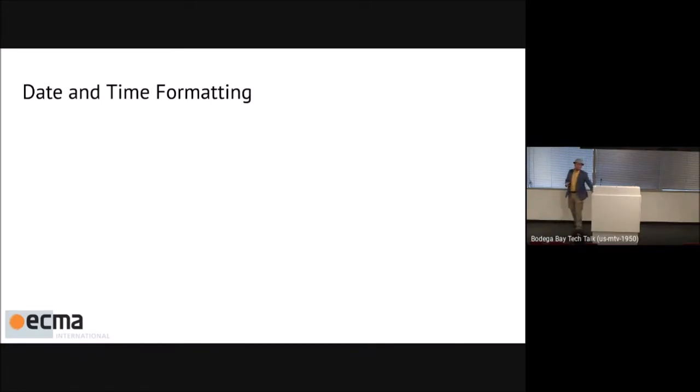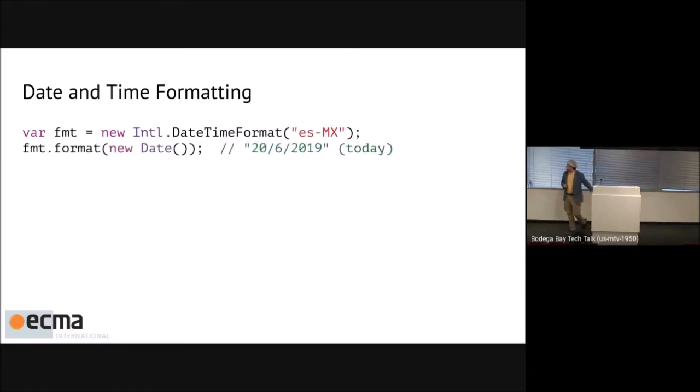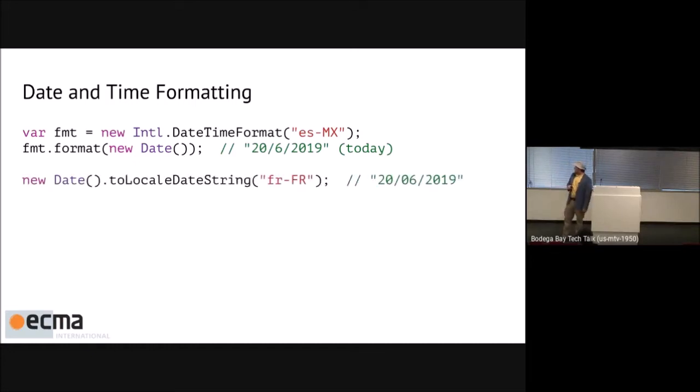But you can also do date and time formatting. This is how you might format a date in es-MX, Spanish Mexico. If you're from the United States, you're like, why is that not 6/20/2019? Well, that's because in es-MX, the correct thing to do is day, month, year. So that's fine. You can do the same thing with toLocaleString on your date type.